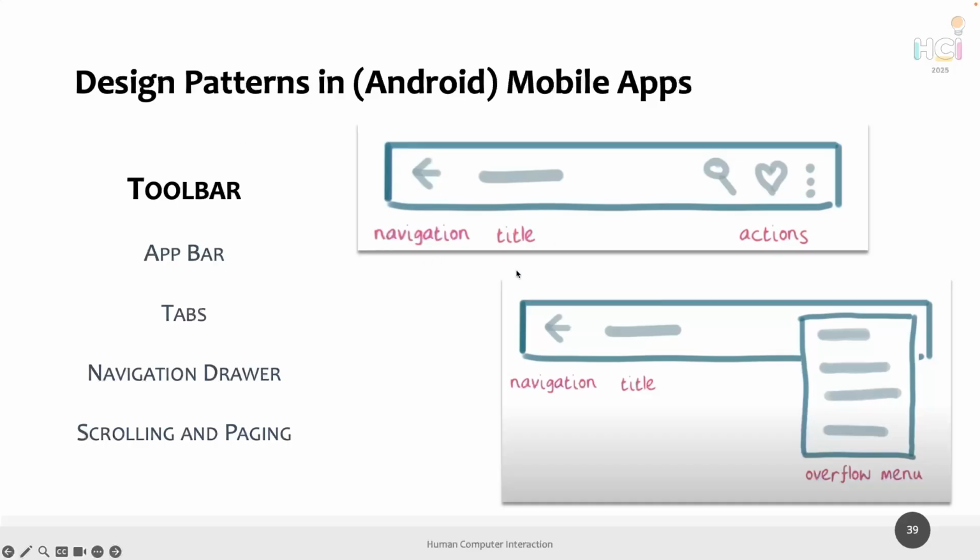And typically in a toolbar you have some navigation buttons on the left, like the arrow to go back if you are in a secondary page. Then you have some title, the title of the app or the title of the page. And then on the right you have the action buttons. So for example, search, like, or 3 dots to open more possibilities.